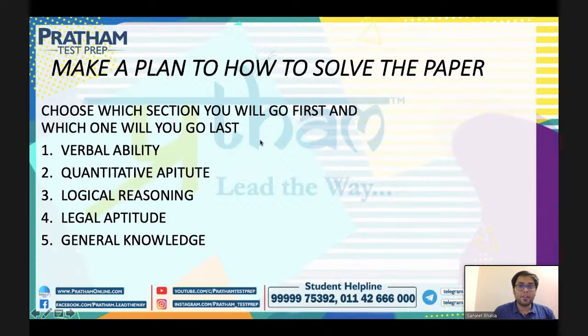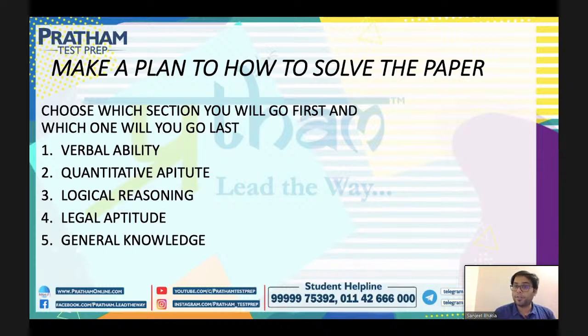Now coming to the next, you have to make a plan of how you are going to solve the paper, right? So you have to see which section you are going to choose first and which one you are going to go for last, right? So before going into the exam you need to make up your mind. Why? Because everybody has their own individual fatigue levels. That means how quickly you get tired after reading something; this fatigue level is different for everyone, right? Science says the human brain can be active for 1.5 hours, but this paper is for 2 hours.